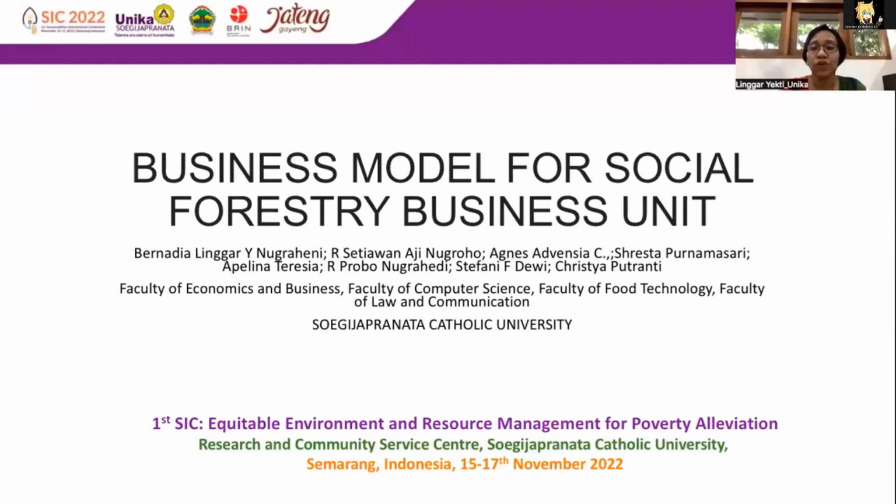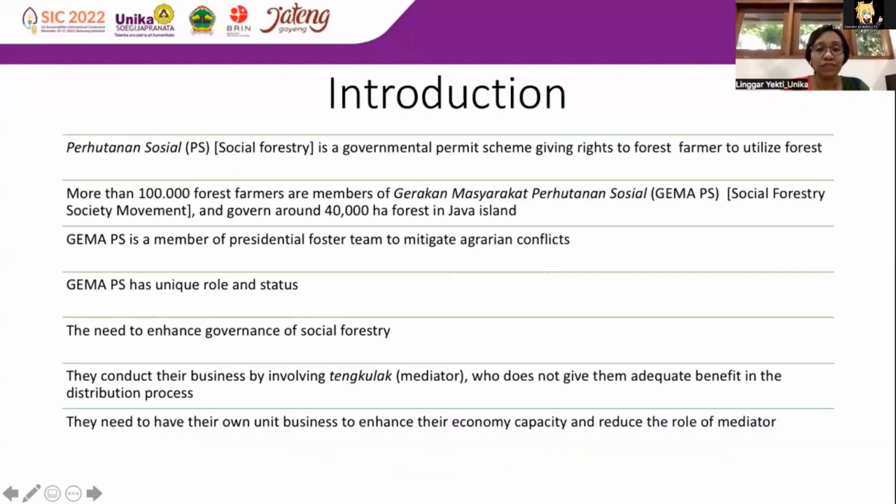Robertus Nugroho, Agnes Asensia, Tresta Purnamasari, Apelina Teresia, Probo Nugrahedi, Stefani Dewi, and Christia Putranti. First, I will start with the introduction. Perhutanan sosial, or social forestry, is a governmental permit scheme which gives rights to forest farmers to utilize forest. This is a new scheme which was issued by the President to increase the welfare of the farmers near the forest.